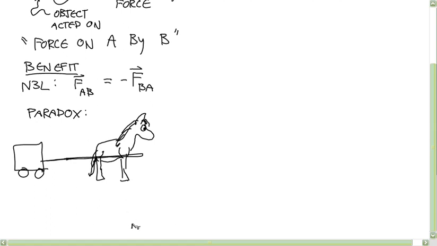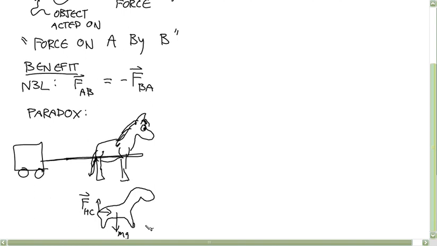So draw a free body diagram of the horse. Okay. Sort of turned into a dinosaur. So you have these forces. Let's say you have a force on the horse by the cart. You have mg. And where else is anything touching this horse? That's right. So you have a force on the horse by the ground, right?